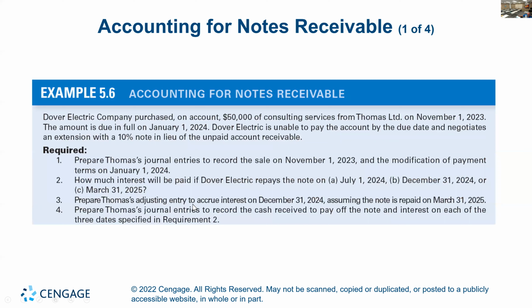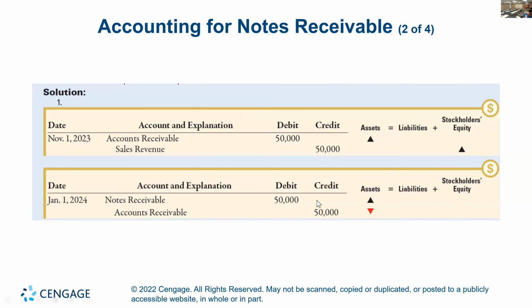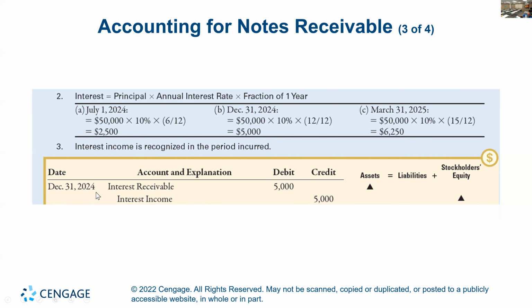Number 4. Assuming that we're going to be paid on March 31st, 2025, at December 31st we have earned $5,000 worth of revenue. That's what we calculated here in B. So we would need to record interest income of $5,000. If they paid us that day, we would get cash, of course. But in this example, it's saying, what if they didn't pay? What if the deal was not settled until C?